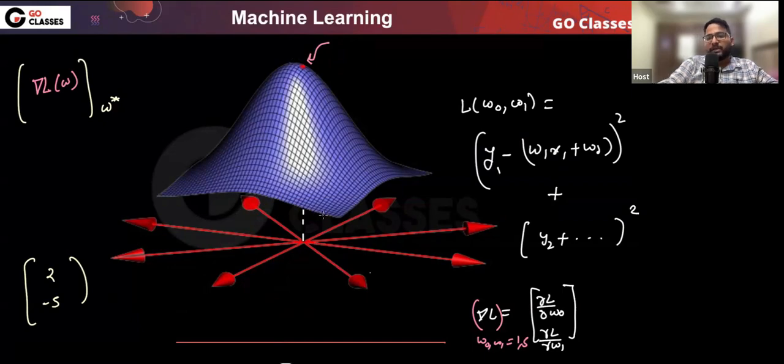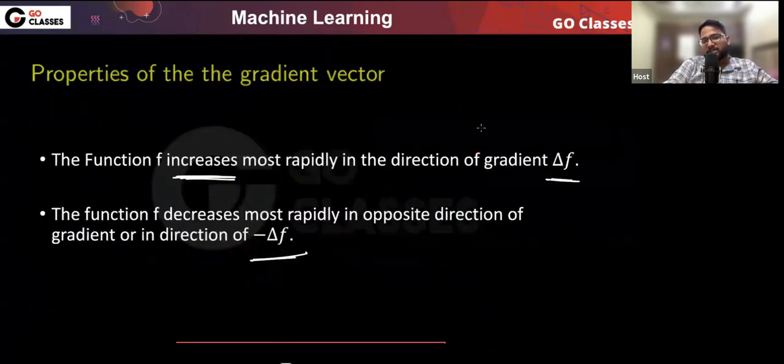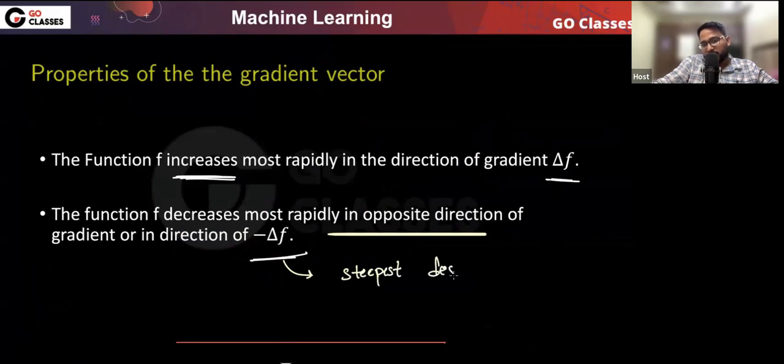And similarly, the second property is also very, very important: if you go in the opposite direction of the gradient, then it will decrease the most. That's called the steepest descent direction. So this direction where the function is decreasing the most is called the steepest descent direction.